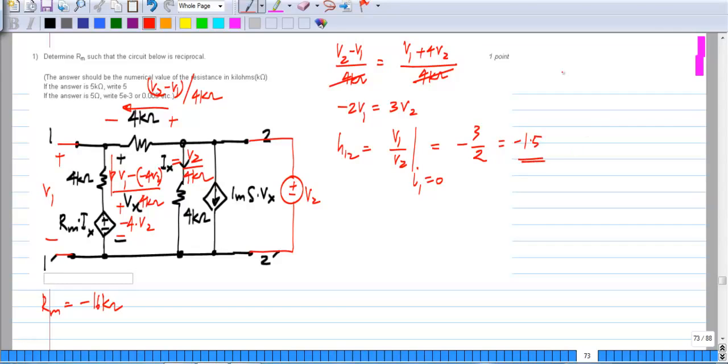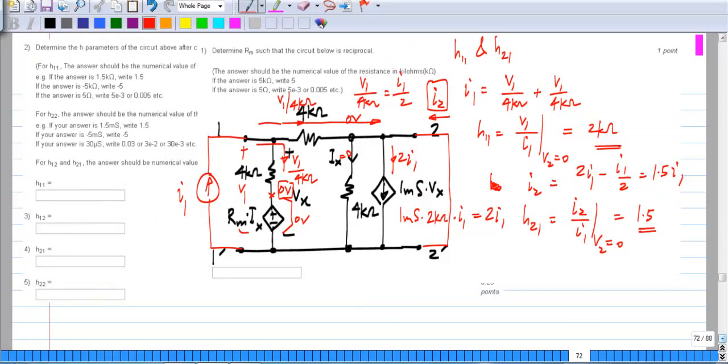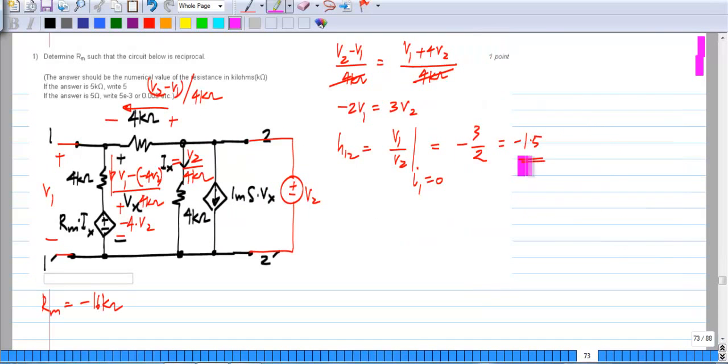Now this is a useful sanity check because we had chosen Rm such that the network is reciprocal. We see that H21 is plus 1.5 and H12 is minus 1.5. We calculated this independently, but we know that it is reciprocal and H12 has to come out to be minus H21. Okay. And finally, we have to determine I2.